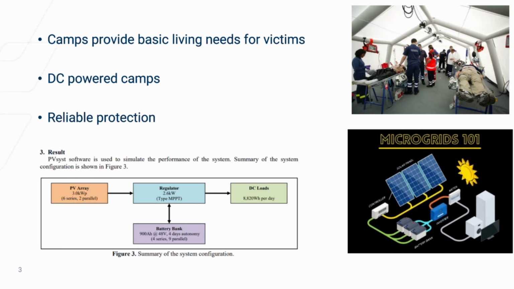And these camps provide basic living needs for victims, such as fresh water, food, medical supplies, and other equipment that is needed. And some of these camps are DC powered, whether through panels or batteries. And these camps need reliable protection to really provide this assistance to these victims.